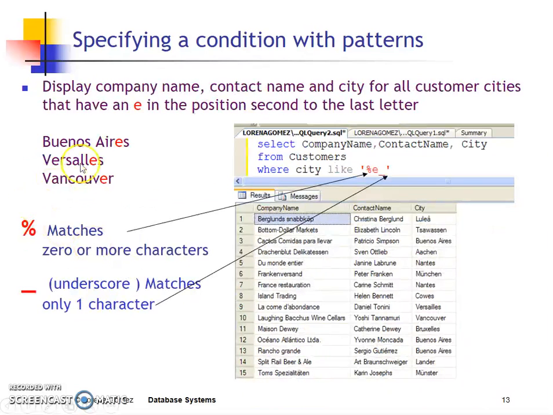For example, if we want to display the company name, the contact name, and the city for all customer cities that have an E in the second to last position, like Buenos Aires, Versailles, Vancouver, we write the query like this. Select the company name, the contact name, the city from customers where city like percentage, so we can match every city, and then E, so the letter before the last letter will be an E, and then the last letter doesn't matter because we put an underscore. That underscore will match only one character in order to get these cities.